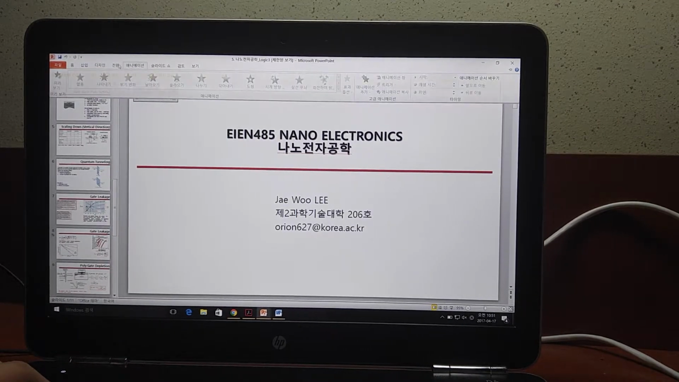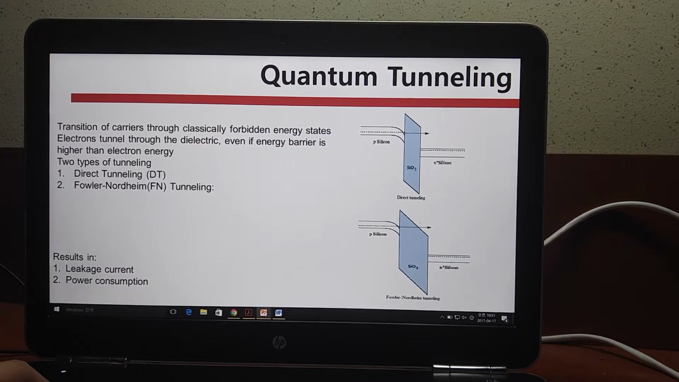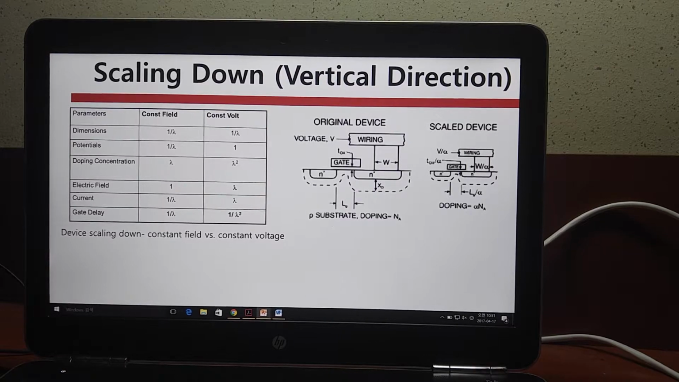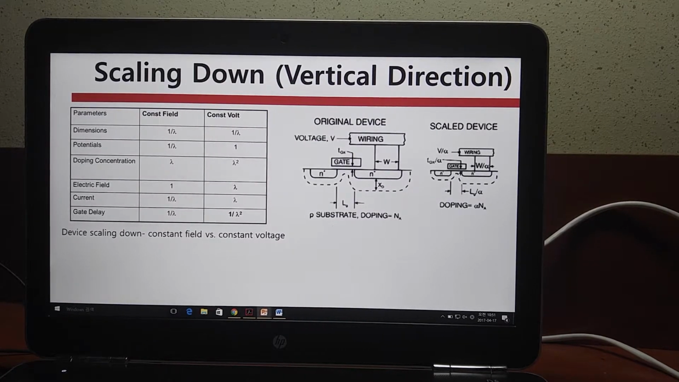And for the next chapter, there are two kinds of scaling down: using constant field and constant voltage. But nowadays, the constant voltage technique has some problems, so we usually use the constant field technique instead of the constant voltage technique.